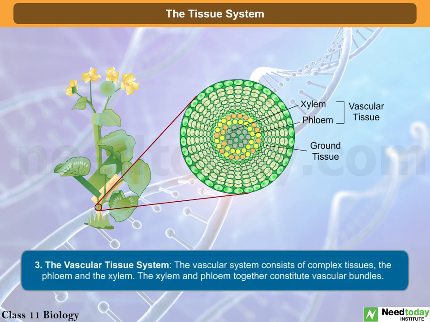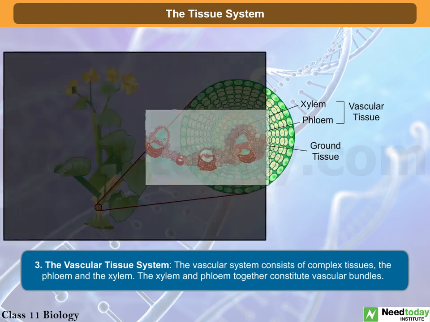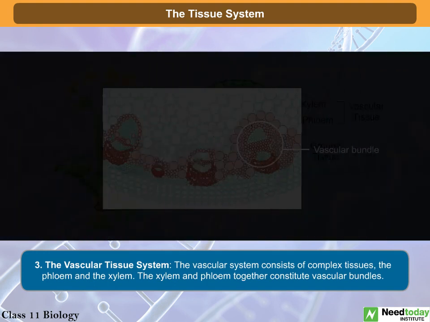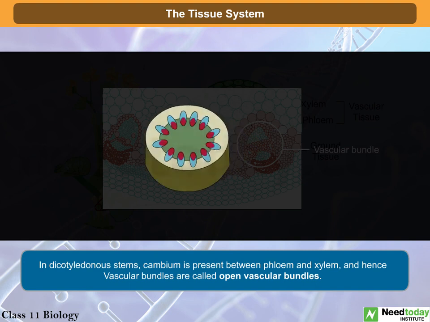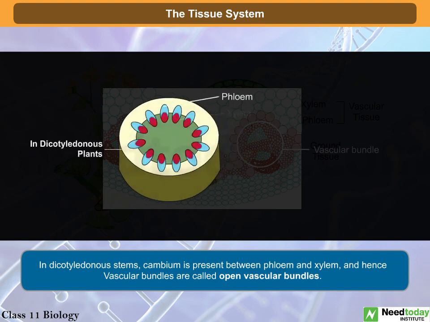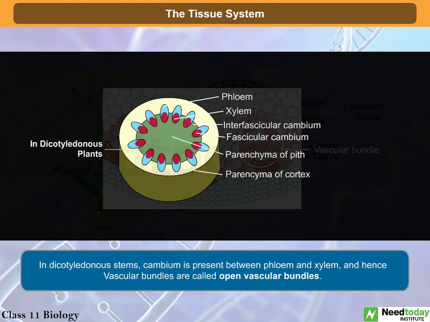3. The vascular tissue system. The vascular system consists of complex tissues, the phloem and the xylem. The xylem and phloem together constitute vascular bundles. In dicotyledonous stems, cambium is present between phloem and xylem. Such vascular bundles, because of the presence of cambium, possess the ability to form secondary xylem and phloem tissues, and hence are called open vascular bundles.